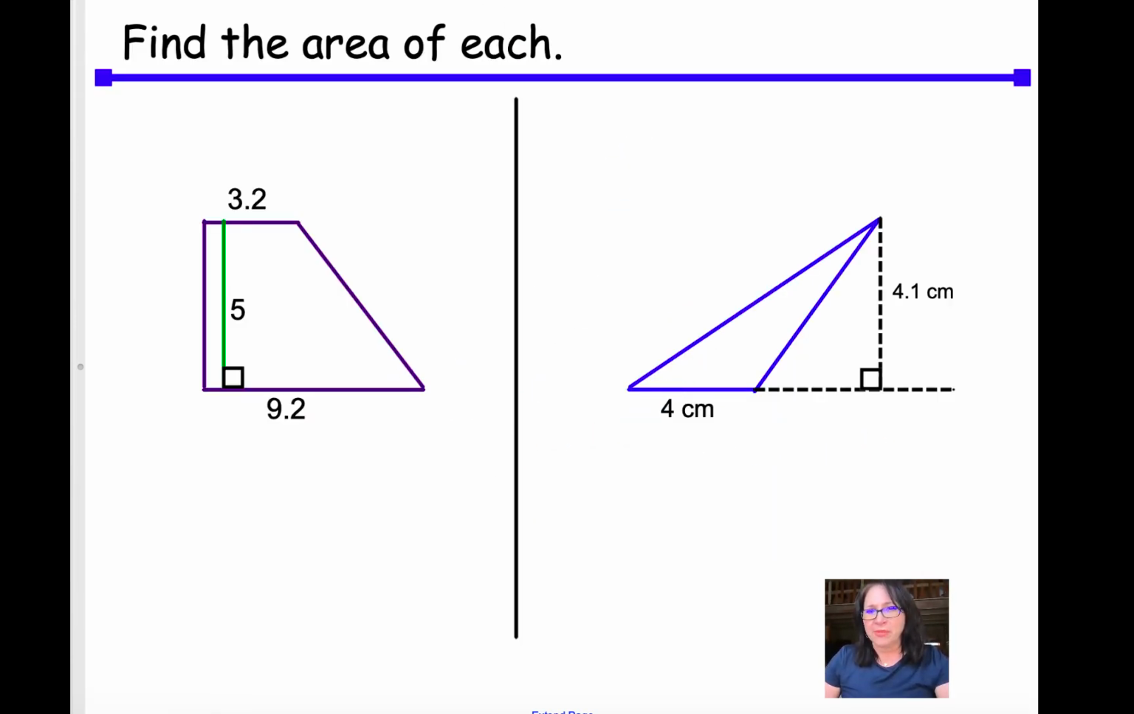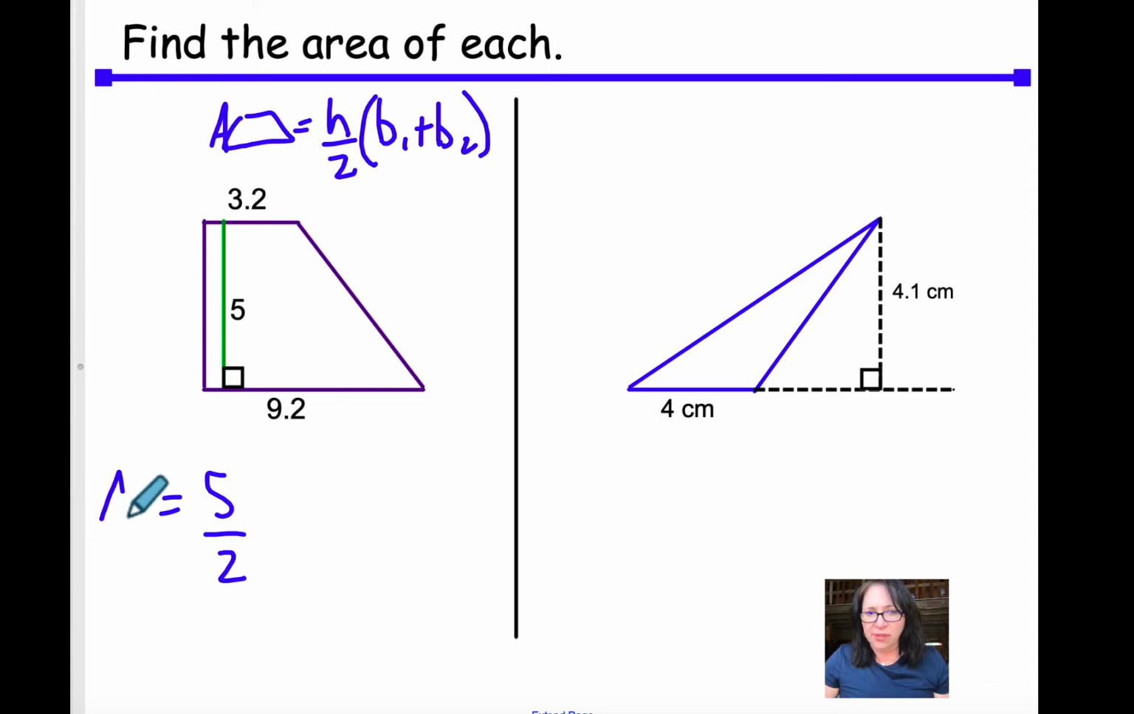For these two problems here, we are trying to find the area. So to find the area of this shape, this is a trapezoid. The area formula for a trapezoid is the height divided by 2 times the sum of the bases. And so what we would do is take our height, which is 5, divide that by 2, times the sum of the bases, which is 3.2 plus 9.2. Remember that your height does need to be perpendicular, which it is.